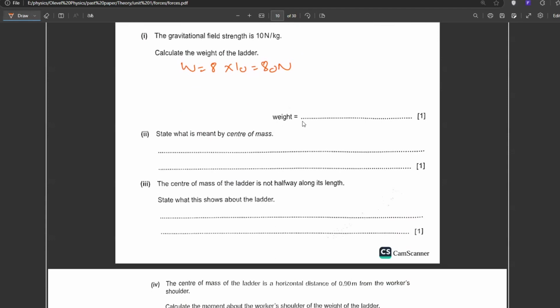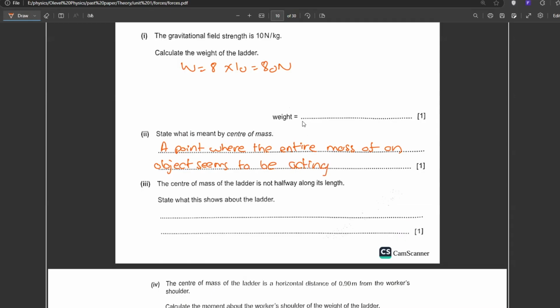State what is meant by center of mass. A point where the entire mass of an object seems to be acting. Simple as that. Let's see part 3.